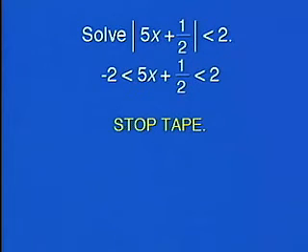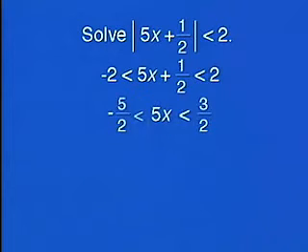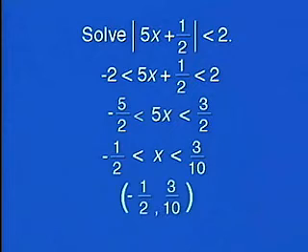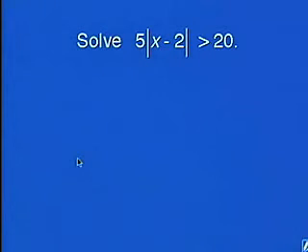Let's look at the solution to this inequality. First, we need to subtract 1/2 from each part of the inequality, and then we need to multiply each part by 1/5. This gives us negative 1/2 is less than x is less than 3/10. So the solution to our inequality can be written as the open interval from negative 1/2 to 3/10. Now here's a problem for you to try. Notice in this case you have to do a transformation first.